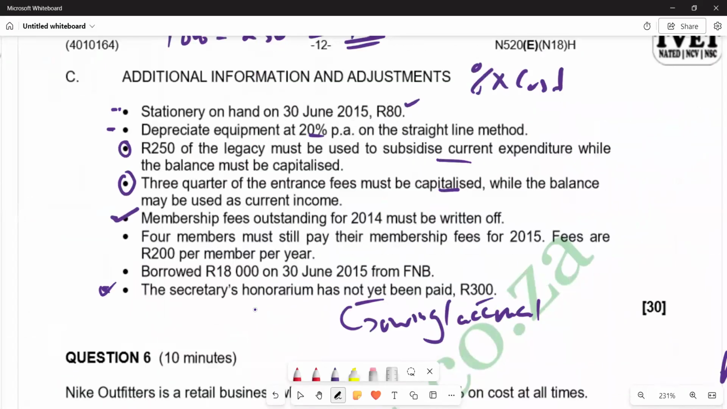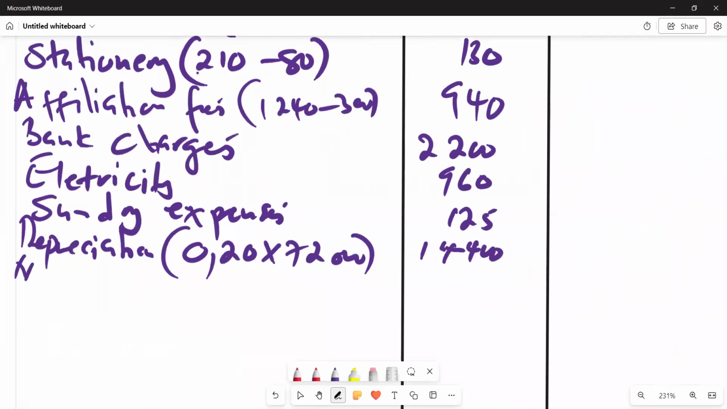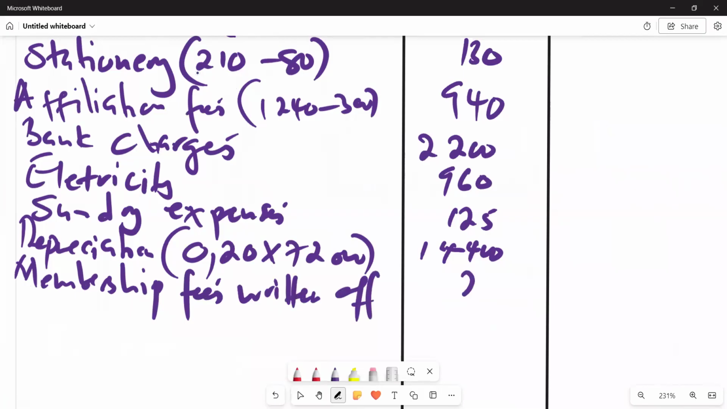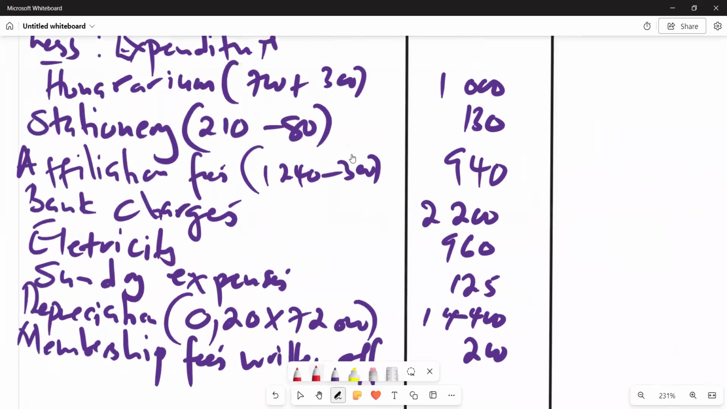Remember, they are saying must be written off. So in that sense, it becomes an expenditure. So we come here and say membership fees written off, and we're saying 200. So with that now, we can now add to get the total for expenditures. So we are adding from 200 going up to the first expenditure that we have, which is 1,000. So from 200 to 1,000, we add to get the total.